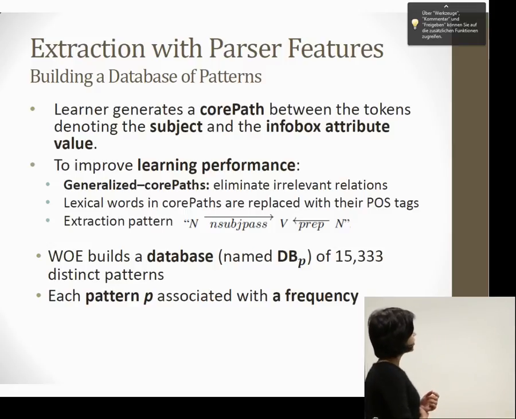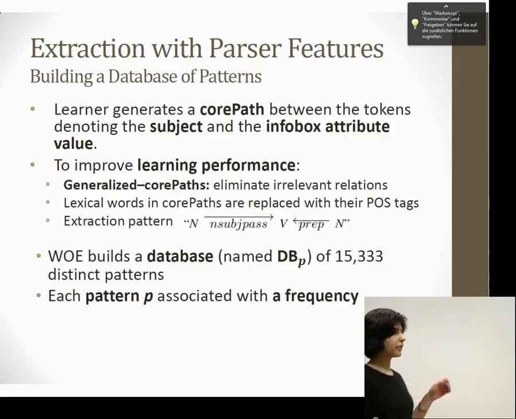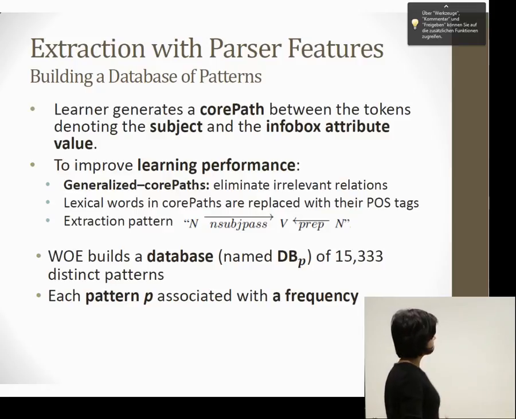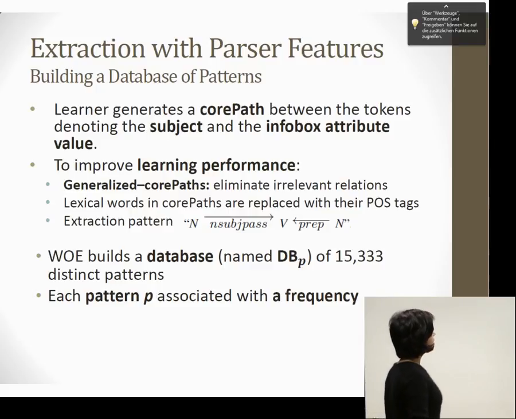So the learner generates a core path for the subject and infobox attribute value, but we will use the expanded path for another purpose. We first use the core path, then we will see where we use the expanded path. We will use the expanded path at the end, when we want to report the sentence. So first we use the core path of the subject and infobox attribute value.